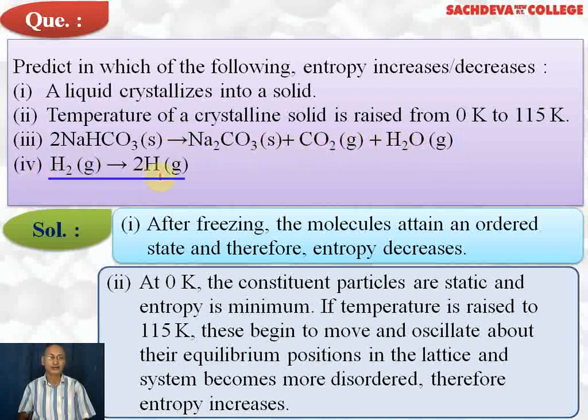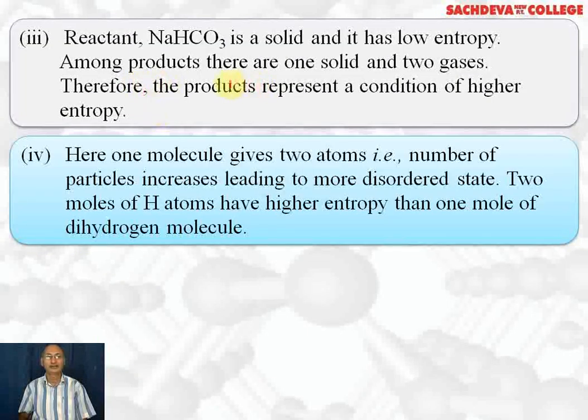And the fourth part, H2 gas is changing to 2H gas. It means the bond is being broken and these hydrogen atoms are free to move. That is, they have more disorder or more randomness, which means entropy is increasing. So in the third part entropy is increasing because a solid is changing into a solid and 2 gases, whereas in the fourth part entropy is increasing because an H2 molecule is changing to 2 moles of hydrogen atoms which have more entropy or more randomness.